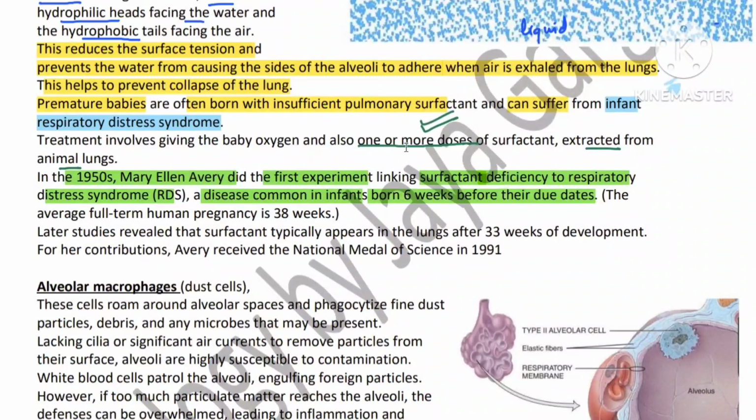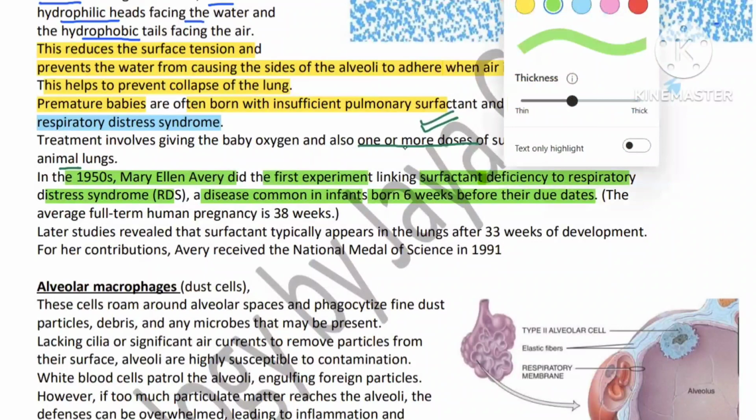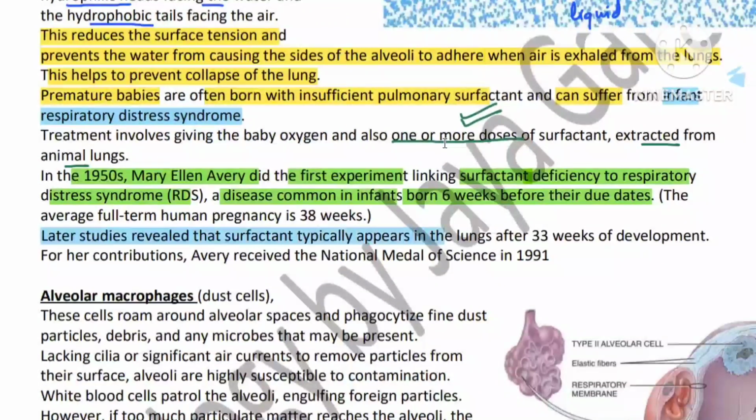The reason is this key. Surfactant formation starts after 33 weeks of development, and full pregnancy term is 38 weeks. So only after 33 weeks is the surfactant developed. And if the child is born 6 weeks early, the child suffers from respiratory distress syndrome. Is it clear? Respiratory distress syndrome.